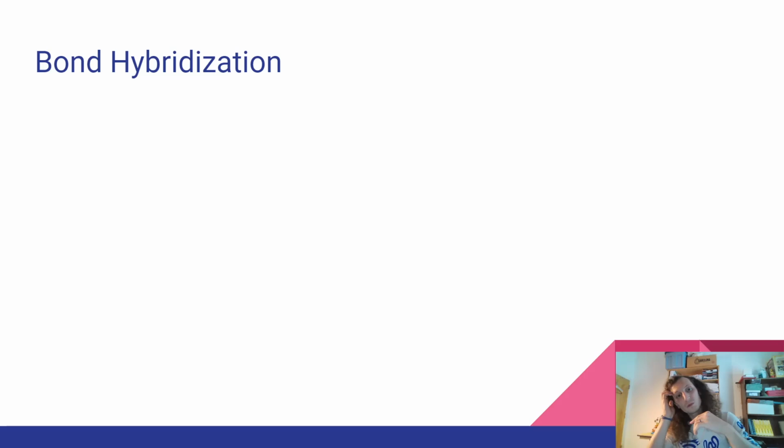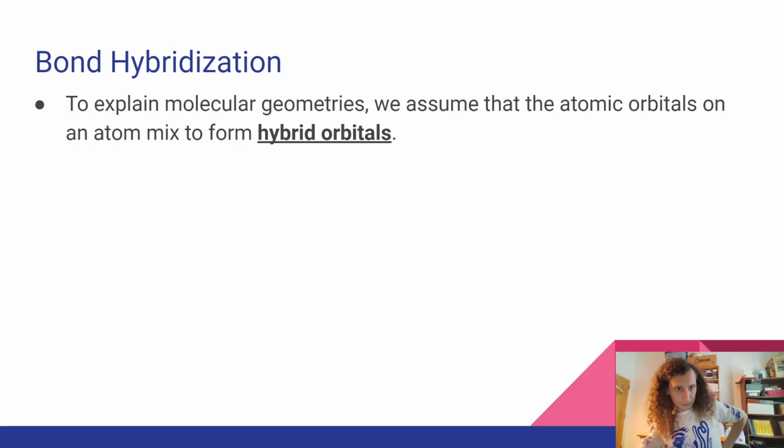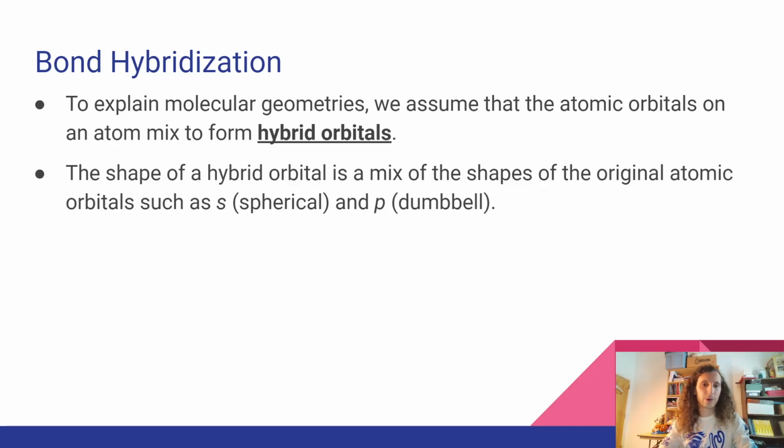We are going to pivot a little bit to talk about bond hybridization. So this is a new thing for everyone. One of the things we do when we're trying to explain why we have this 3-dimensional geometry is we assume that orbitals mix together to form what we call hybrid orbitals.